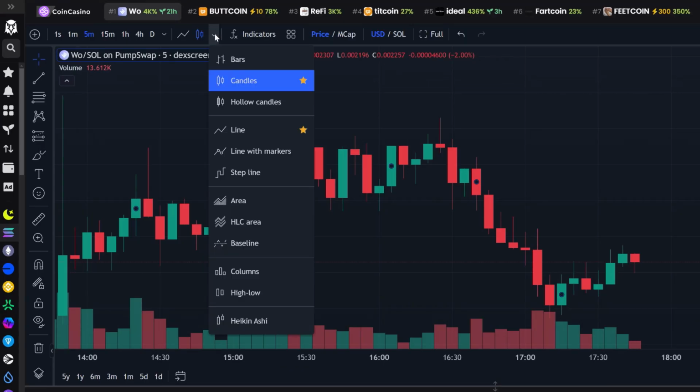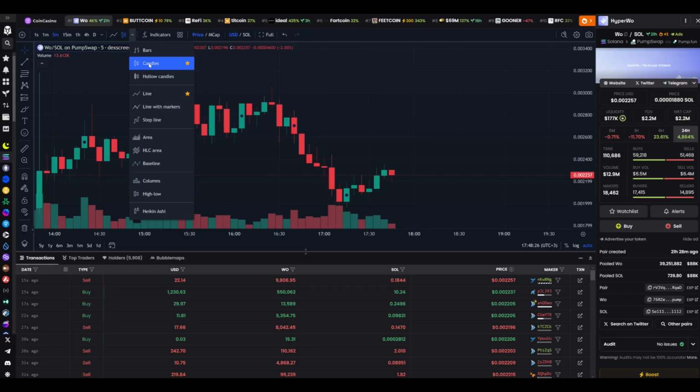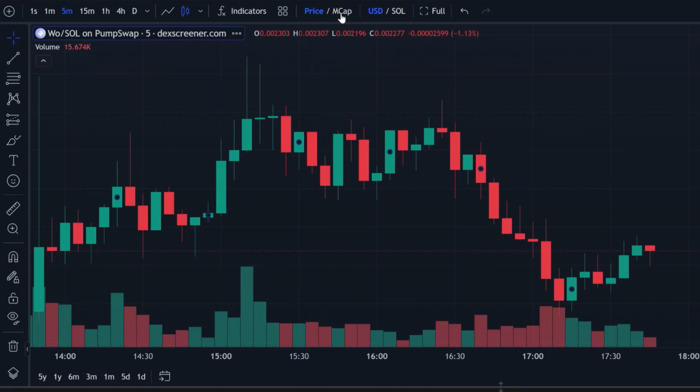Next to the time frame, you can choose the type of chart: lines, candles, or area. I prefer candles. They are more informative and visually clear. Further to the right, there's a toggle between price and market capitalization. I choose capitalization.